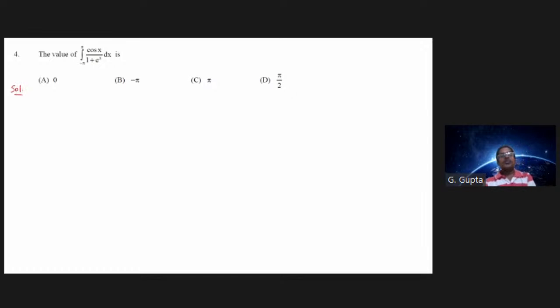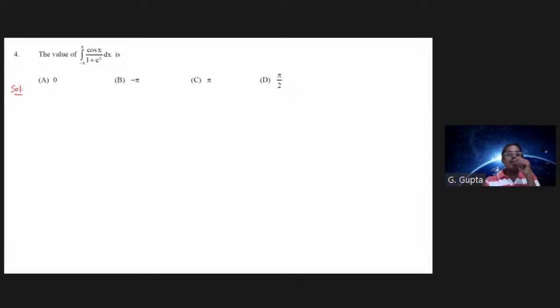So this looks like minus a to a. You can cross-check whether the integrand f of x, cos x by 1 plus e to the power x, is an odd function or an even function. If it is applicable, then apply property 1. Otherwise, apply property 3.